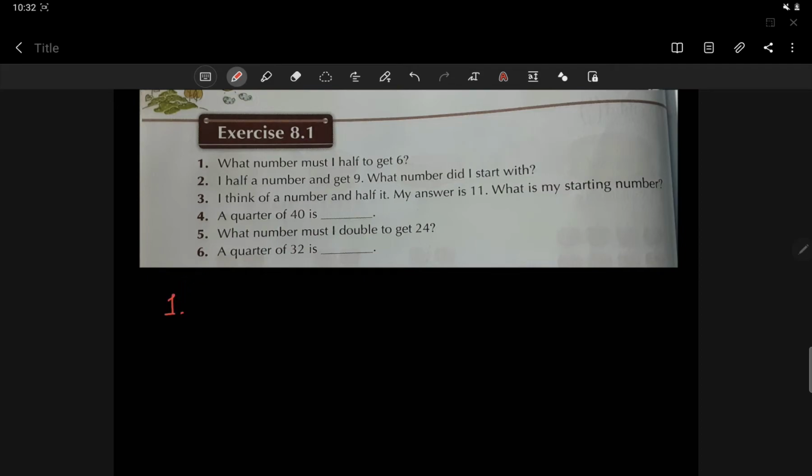Question number 1 of exercise 8.1: what number must I half to get 6? That means which number will come in the box that you will get 6. You know, if you divide 12 by 2, you will get 6. So half of 12 would be 6. So for question number 1, the answer will be 12.